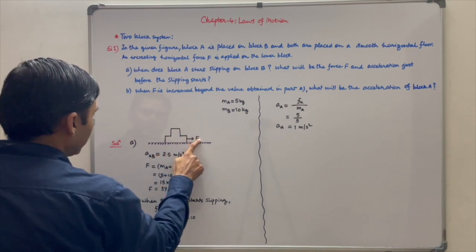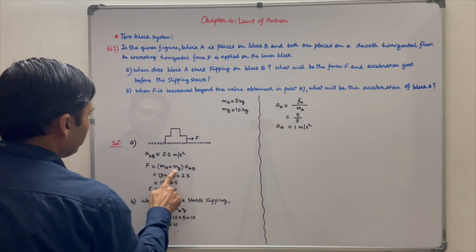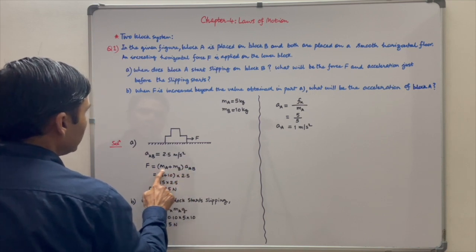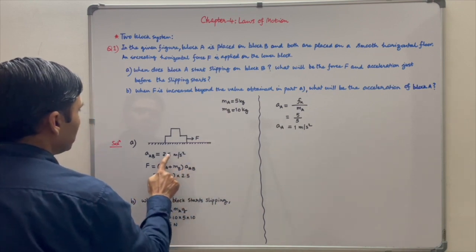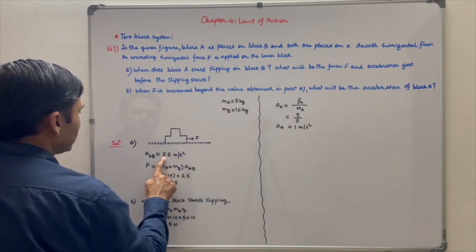At that moment, force F will be equal to (ma plus mb) into a_AB. ma is given as 5 kg, mb is given as 10 kg, and a_AB is equal to 2.5 meter per second square.